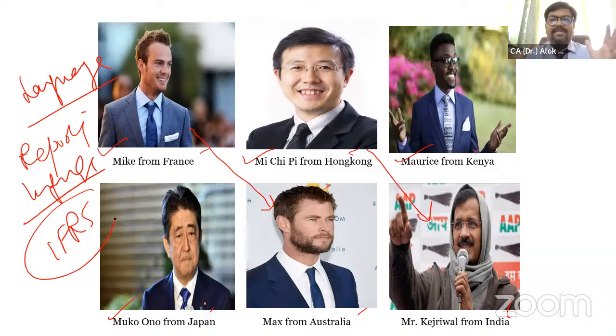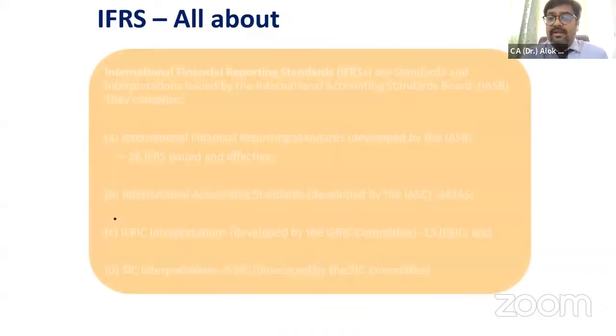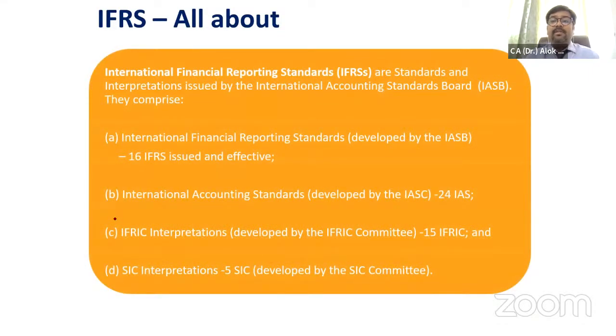The total GDP size of the world is close to 95 trillion US dollars. And out of 95 trillion US dollars, more than 50 trillion US dollars is reporting in IFRS. So this is the prominence of IFRS, which we can see here. Now coming to IFRS, these are the standards which have been issued since 1973. And these standards have been issued in two parts. One is from 1973 to 2001, and then 2001 till date.